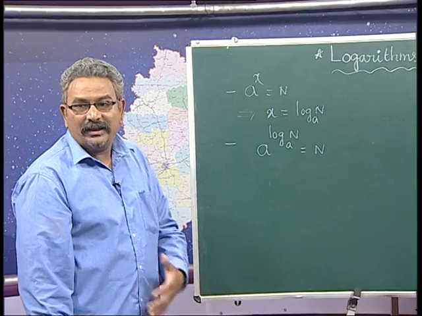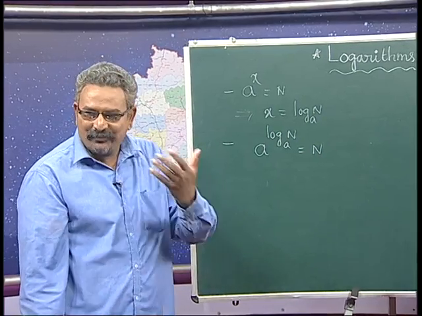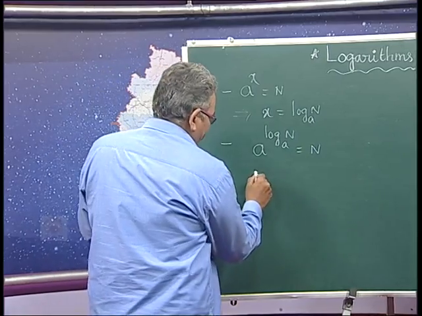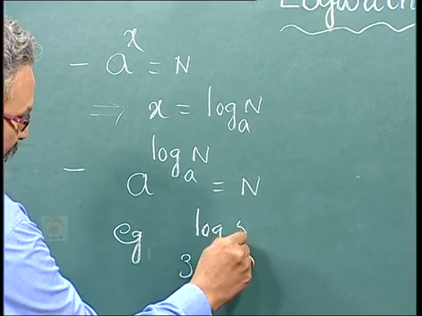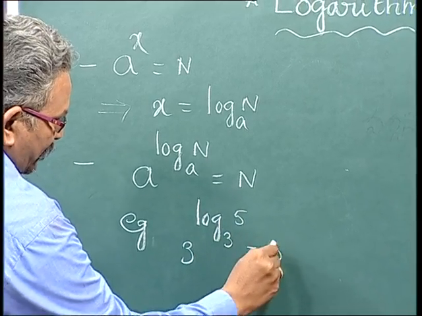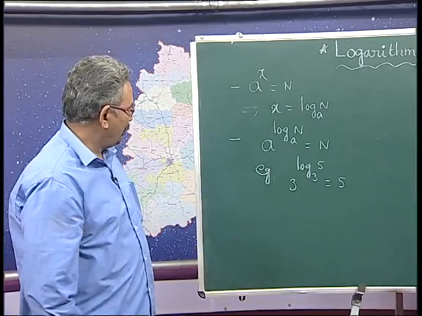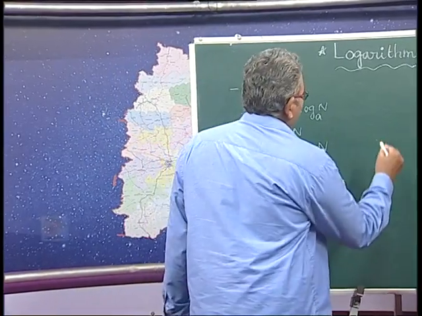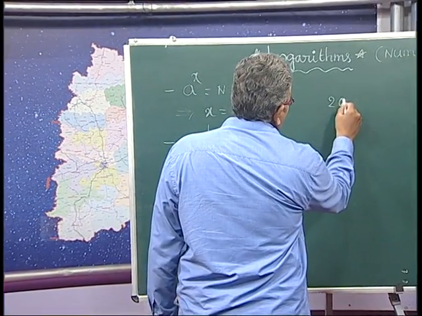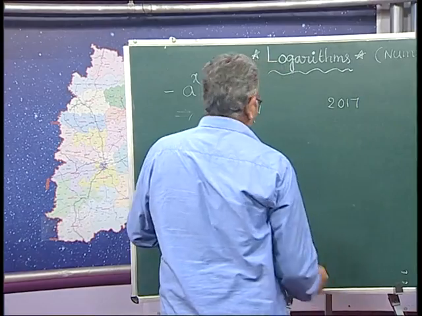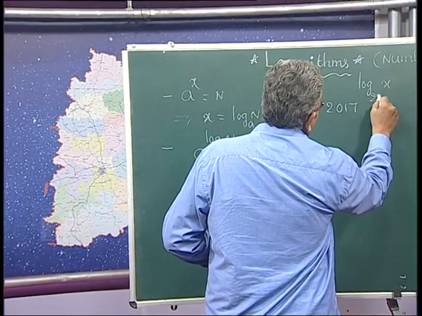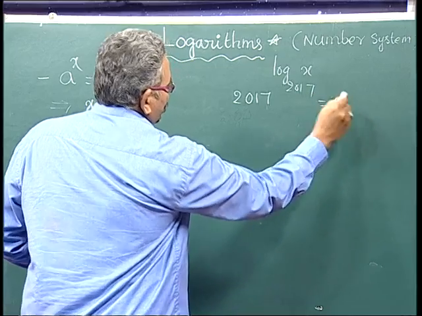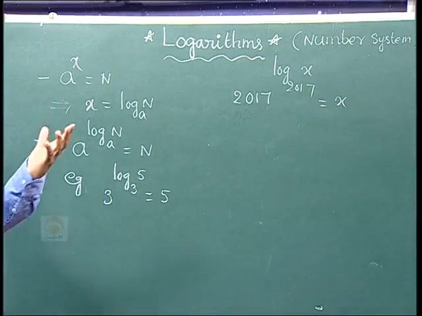Now let us examine some examples. Here is one example: 3 to the power of log pi base 3. So this is pi. Am I correct? In a similar manner, suppose 2017 to the power of log x base 2017. It is quite obvious, it is x itself only.